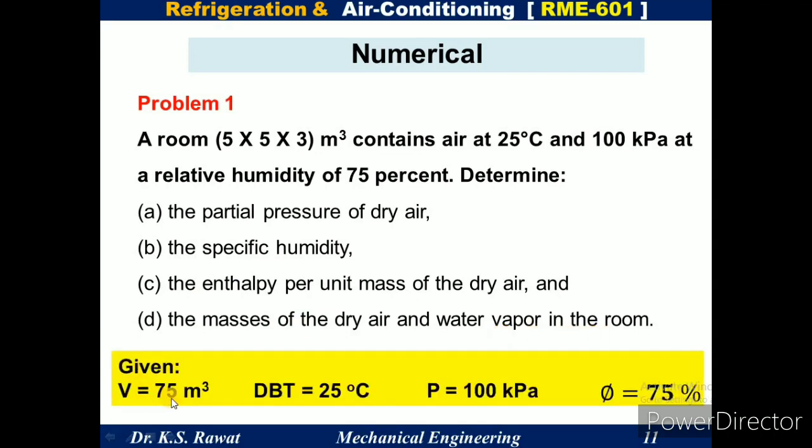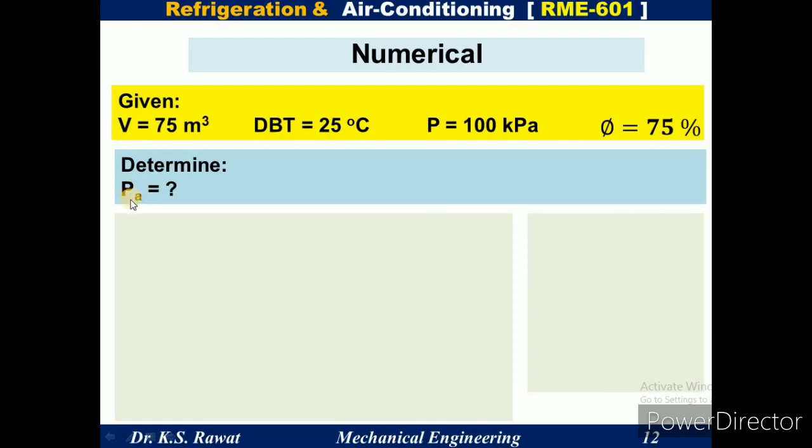We have been given the volume of the room, which is 5 by 5 by 3, which is 75 meter cube. Dry bulb temperature is 25 degrees centigrade. So this is the room temperature, the ordinary temperature, and dry bulb temperature is the ordinary temperature. The total pressure is 100 kilopascal, which is the summation of partial pressure of dry air plus partial pressure of moist air, and the relative humidity is 75%. We have to calculate the partial pressure of dry air, specific humidity, enthalpy, and the mass of dry air and water vapor in the moist air.